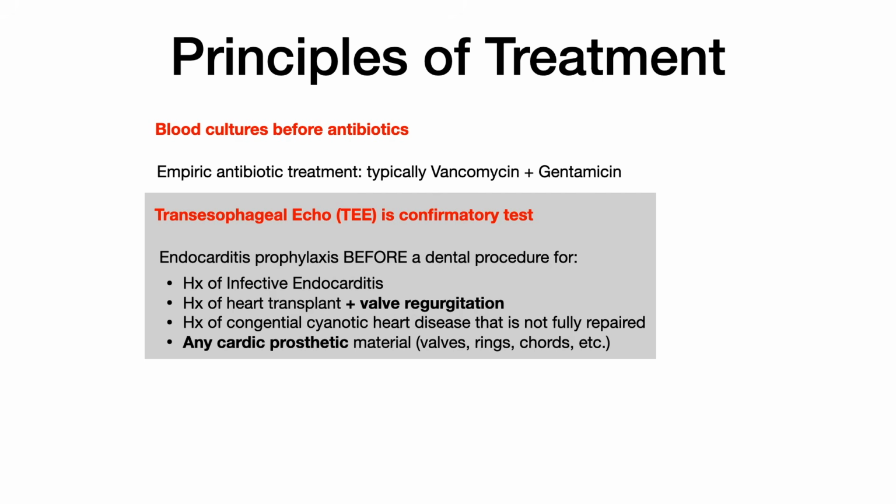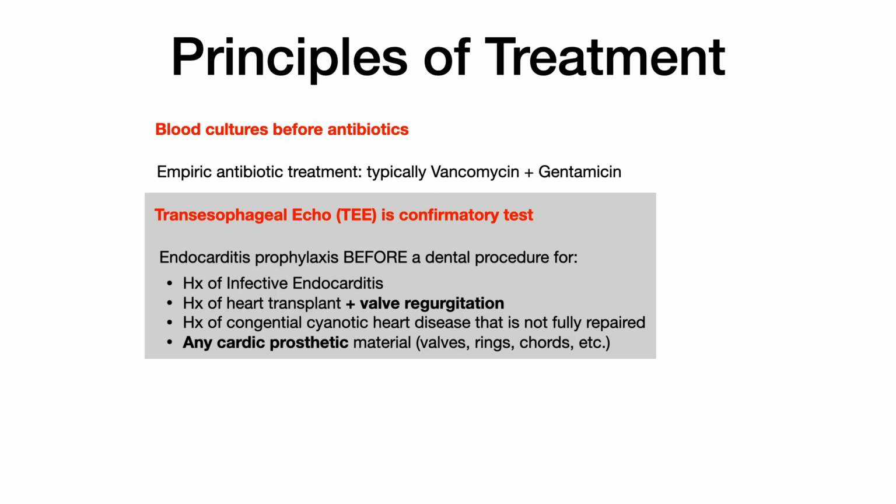In this gray box here, this is what's really important for Step 2, Level 2, and beyond. So your confirmatory test is a transesophageal echo. And then what shows up, unfortunately, all the time on Step 2, Level 2, and beyond is whether or not a patient who's going to go in for a dental procedure needs endocarditis prophylaxis. So let's talk about that just for a second, because this question shows up a lot on shelves and a lot on Step 2, Level 2, and beyond. The question is, under what condition will a patient need endocarditis prophylaxis before getting some type of dental procedure? And the answer is that if any of the following conditions are met.